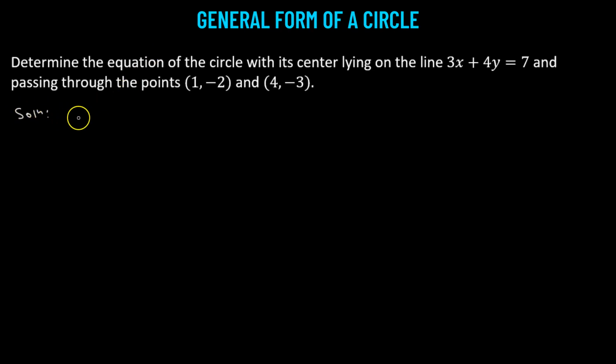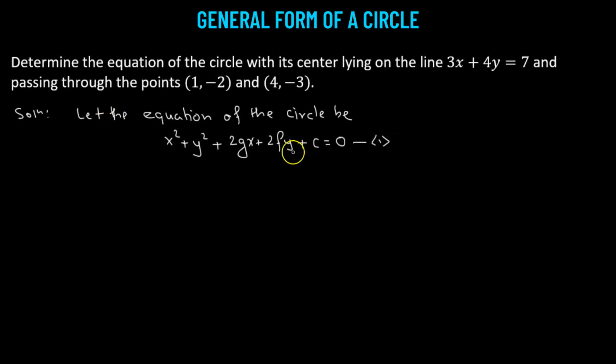Let the equation of the circle be the general equation of a circle given by x² + y² + 2gx + 2fy + c = 0. Here the constants g, f and c are used to determine the center and the radius of the circle. The center is defined as having coordinates (-g, -f), and the radius is defined as the square root of (-g)² + (-f)² - c.